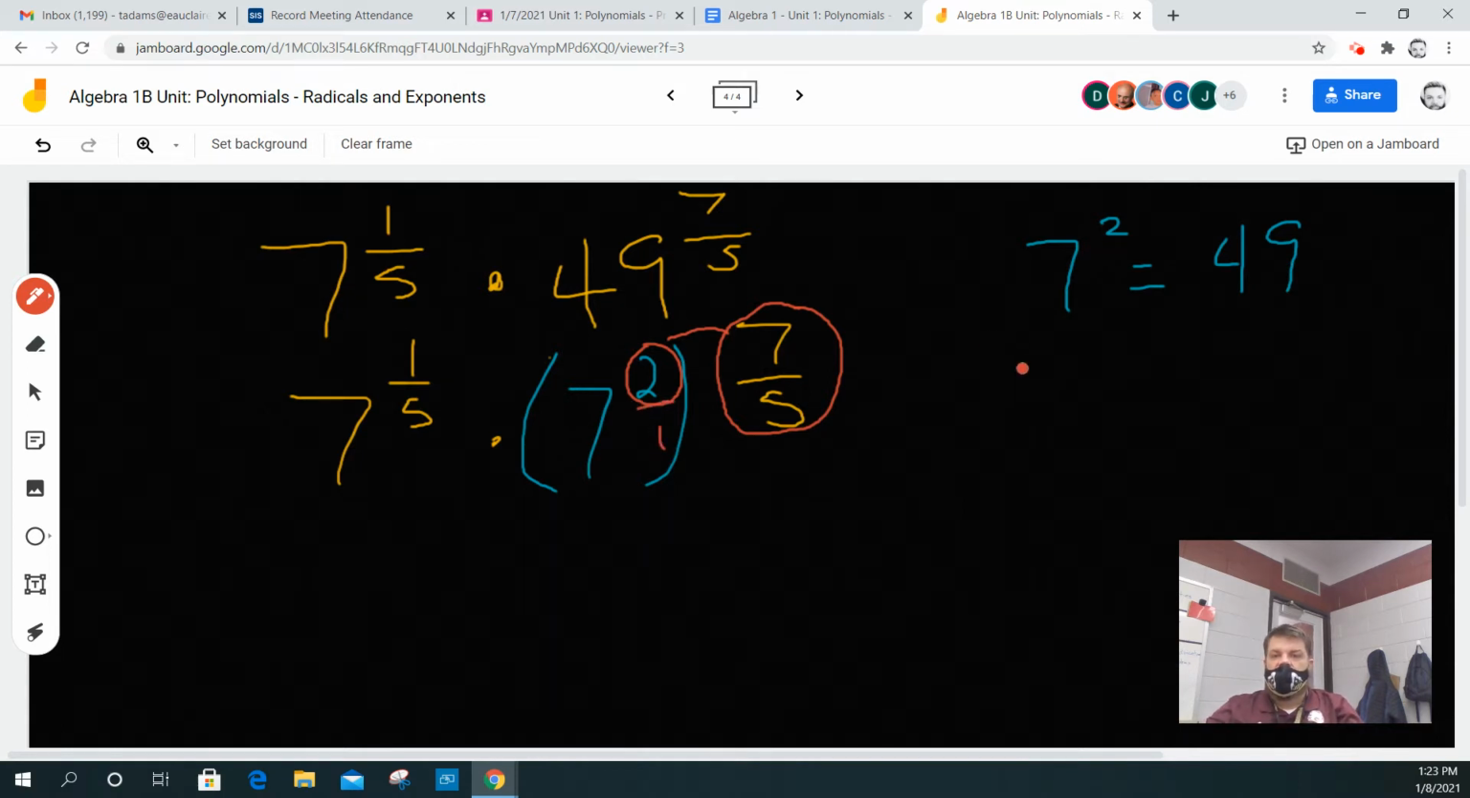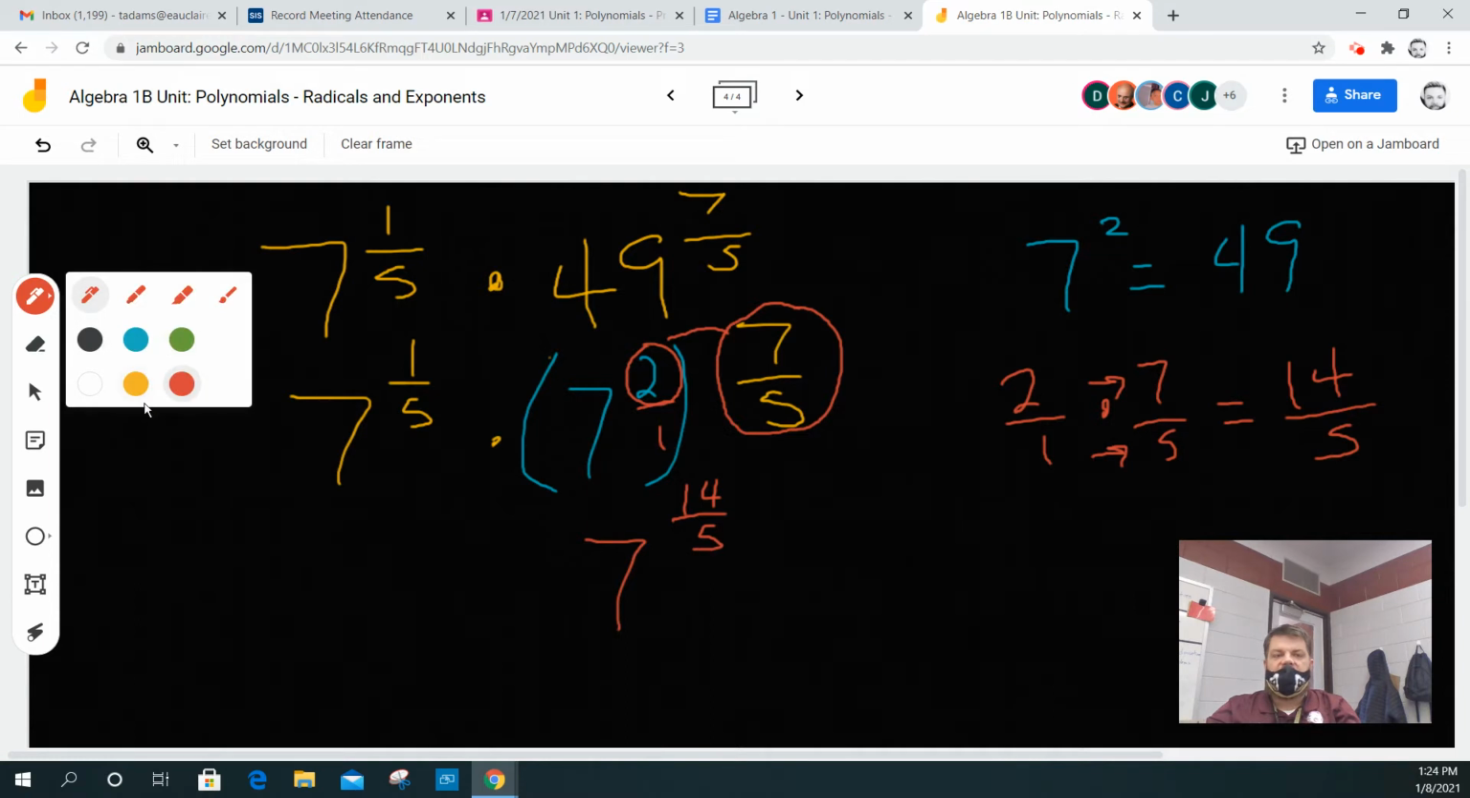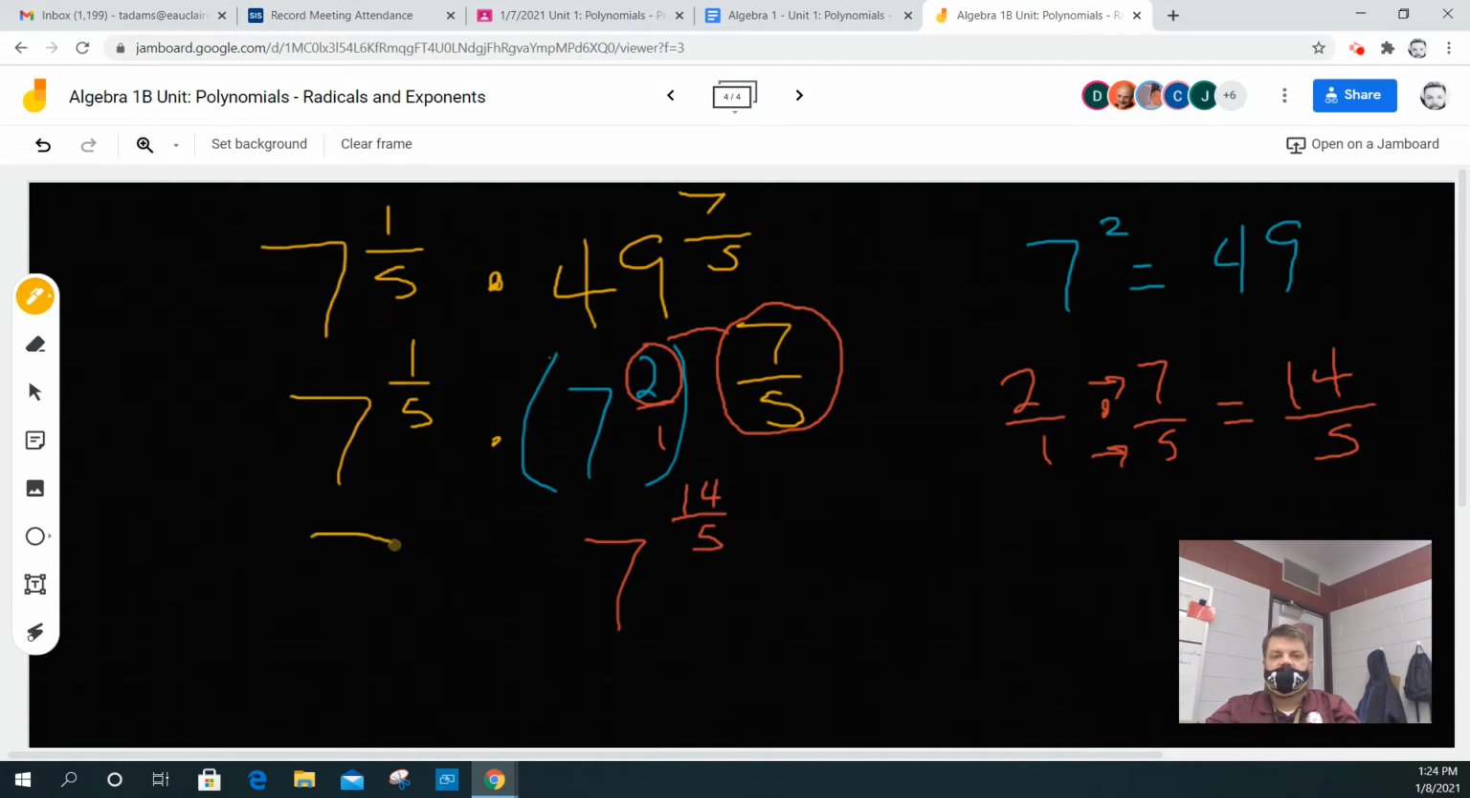Multiply them. So over here, I'm going to think, okay, 2 over 1 times 7 over 5. You just multiply straight across. 2 times 7 is 14. 1 times 5 is 5. So this whole thing becomes 7 raised to the 14 over 5. Everything else kind of stays the same.